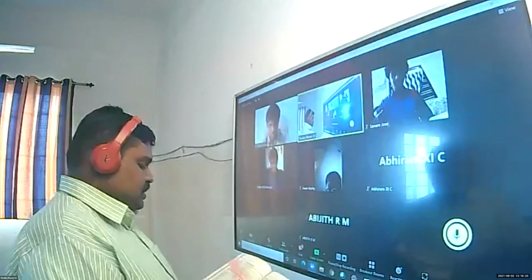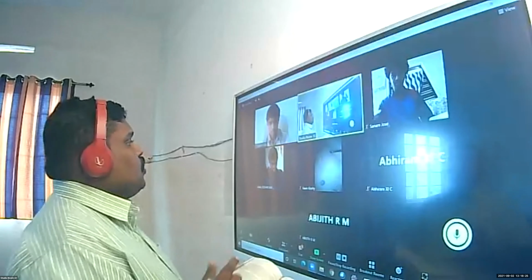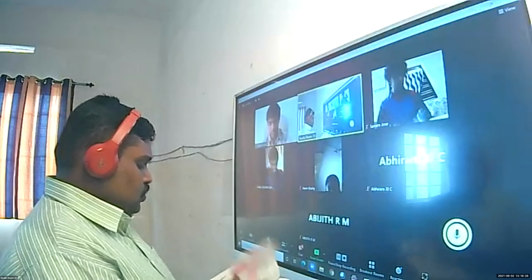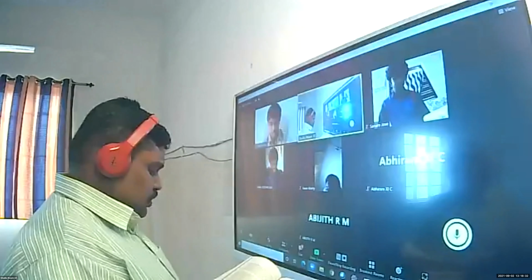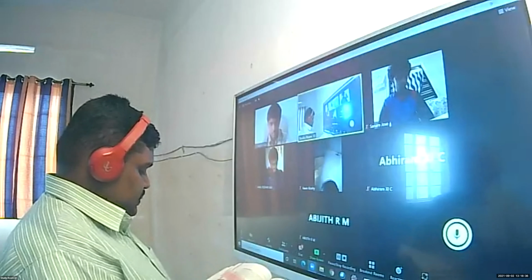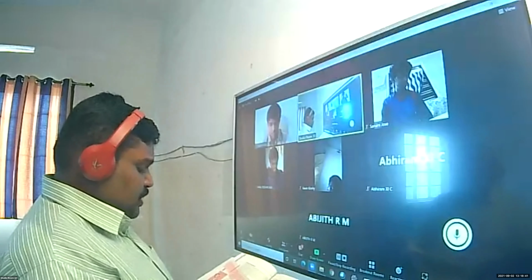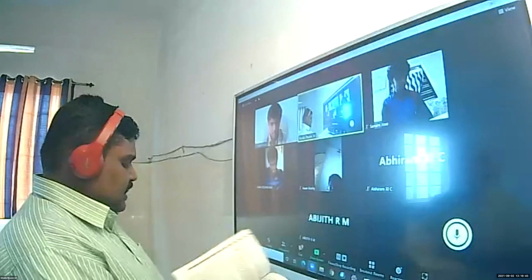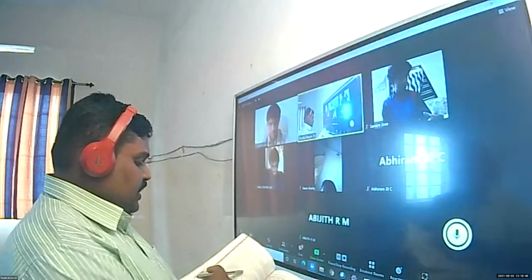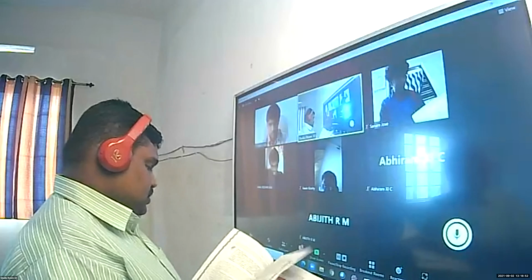Next one, page number 63: reservation of constituencies. Add that also and give it adequate importance. Next, free and fair elections. Next, page number 66: universal adult franchise and the right to contest. Different age groupings are there, so please learn that.